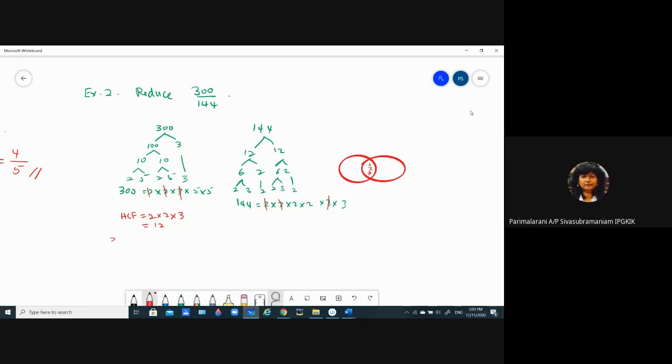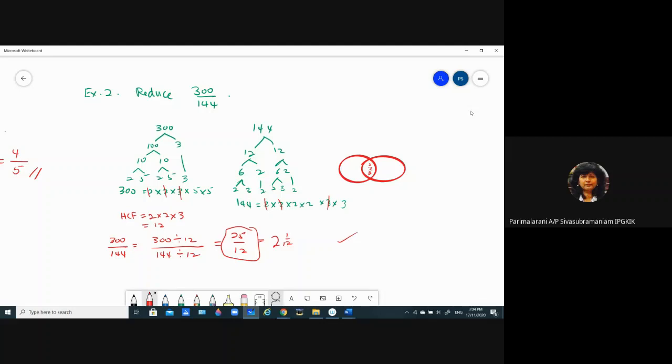Now we want to reduce 300 over 144 using HCF. So divide by 12. 300 divided by 12 and 144 divided by 12. So what do we get? We get 25 over 12. This is an improper fraction. It is already in the reduced form. We cannot reduce anymore. But we can simplify it by writing it as a mixed number, 2 and 1 over 12. But this one here is in the reduced form. So this is how we reduce fractions using HCF.